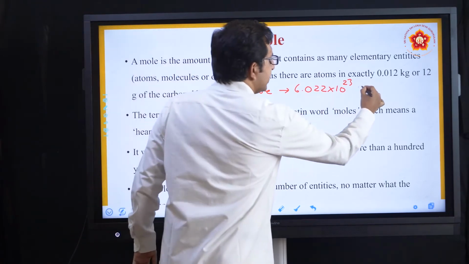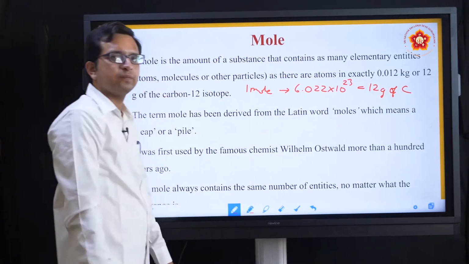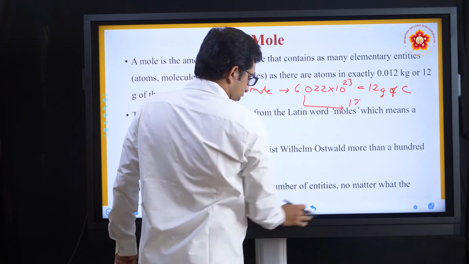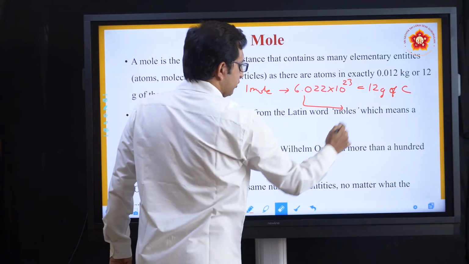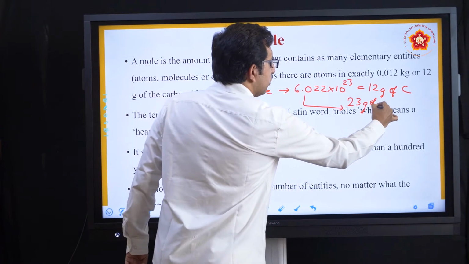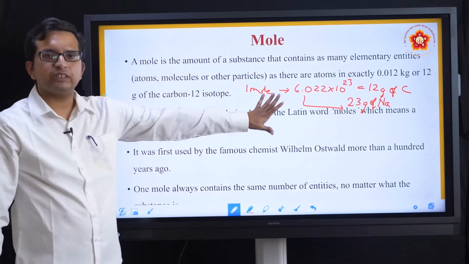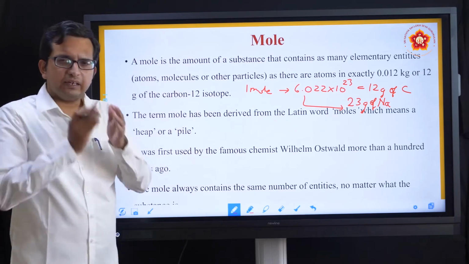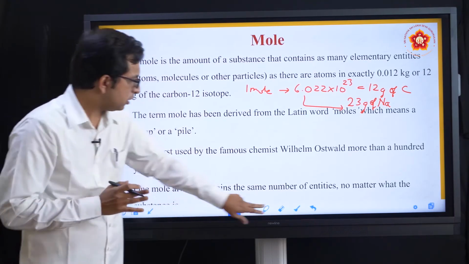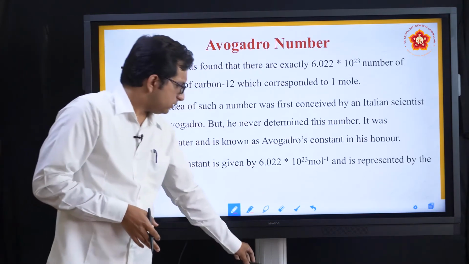For example, when I take carbon, it will be equal to 12 gram of carbon. Suppose I take sodium, it cannot once again be 12 because that was for carbon. So when I consider sodium, it will be equal to 23 gram of sodium. This is one important aspect that we need to consider in the study of the atomic forms of various elements.